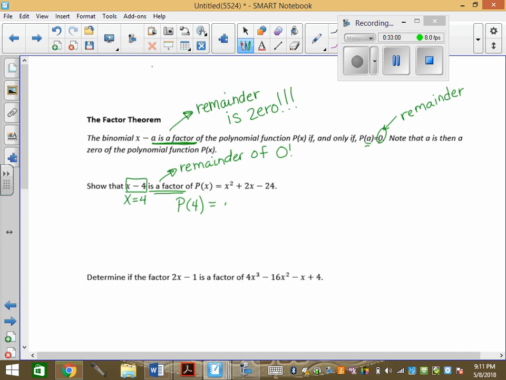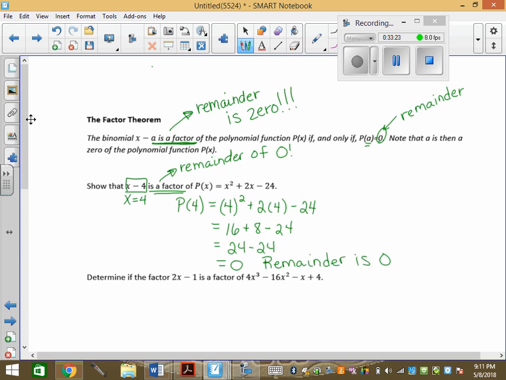So let's try it out. We're going to get 4 squared plus 2 times 4 minus 24. 4 squared is 16, plus 8, minus 24. And we get 24 minus 24, which is 0. So the remainder is 0. And if the remainder is 0, then we can say, therefore, x minus 4 is a factor of p of x.